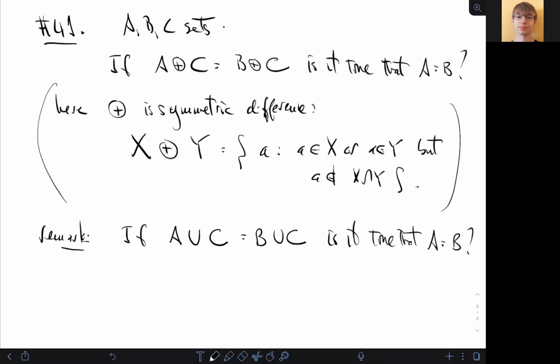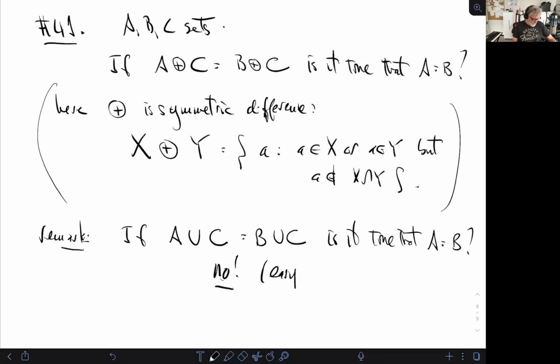I guess if B just contains elements in C, then A can be the empty set. So they don't have to be the same. Correct. Another way of seeing this is that if C, let's say, contains both A and B, if A and B are subsets of C, if you take the union, you just get C back. So A and B can be any subsets of C. Okay. So the answer here is no.